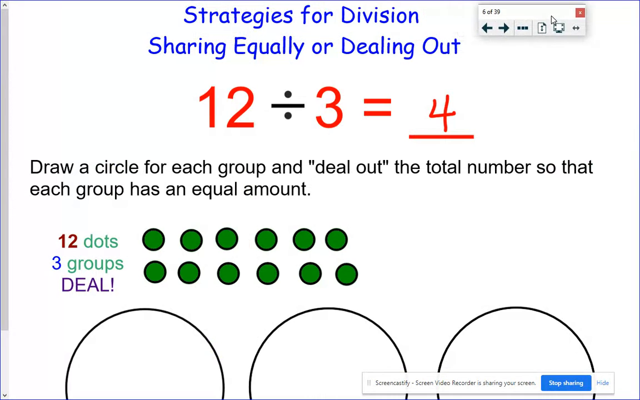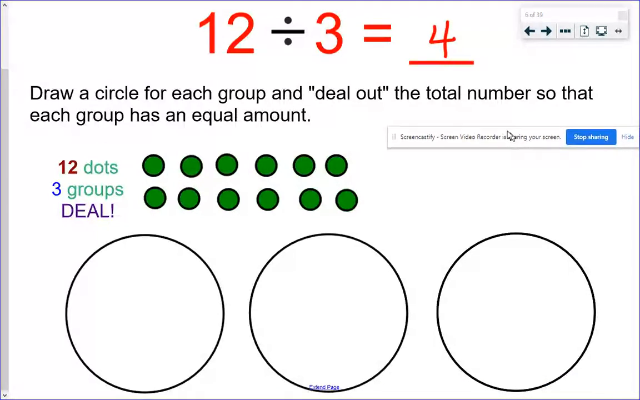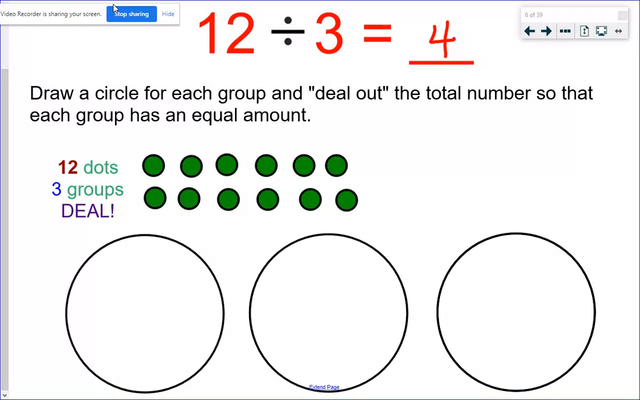And the strategy for today that we're focusing on is sharing equally or dealing out, just like we did with the candies. We're going to have circles that we need to draw representing our number of groups, and we're going to deal out our total, that first number, and then we're going to see how many each group ends up having. So here's our 3 circles already drawn for us, and we're going to count out 12 of the dots.